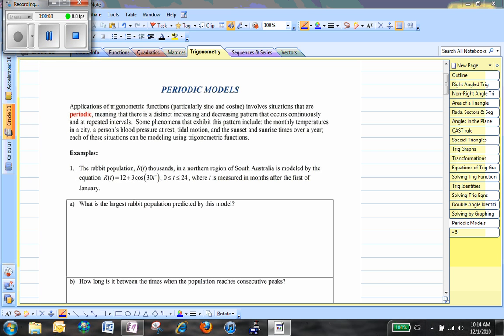But today we're going to be talking about periodic models. I will try and keep talking to as much of a minimum as possible, so hopefully you can follow along with what's appearing on the screen.